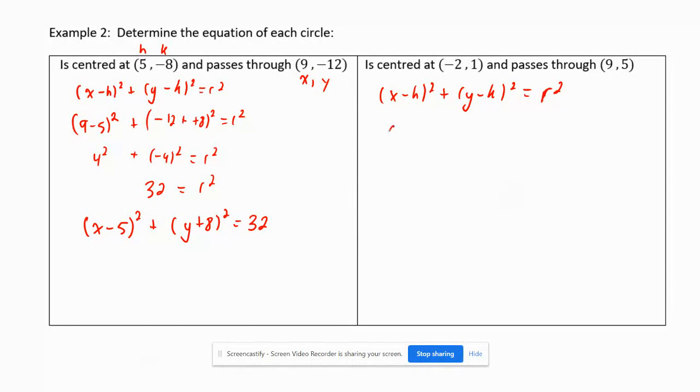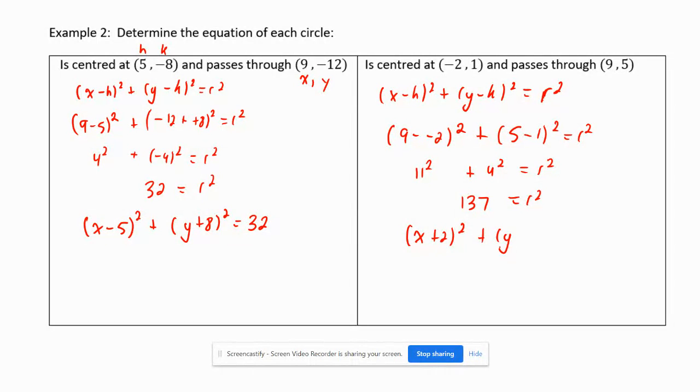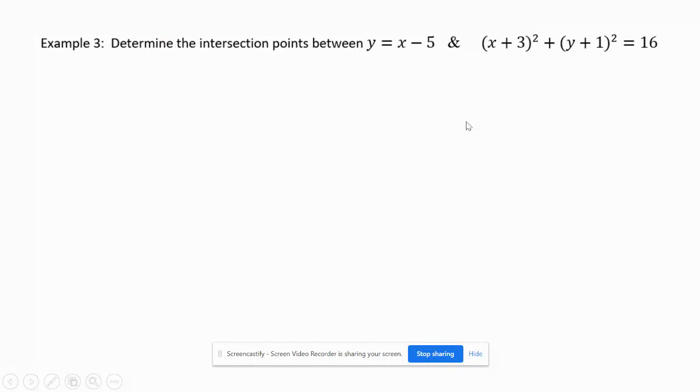All right, so we get 11 squared is 121 plus 16 is 137. So our equation, guys, is going to be x plus 2 squared plus y minus 1 squared, not y minus 5, equals 137. Okay. All right.